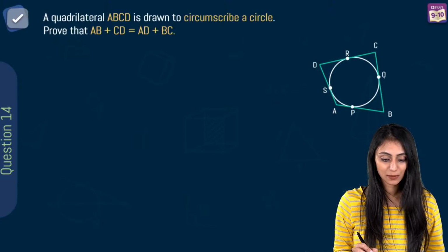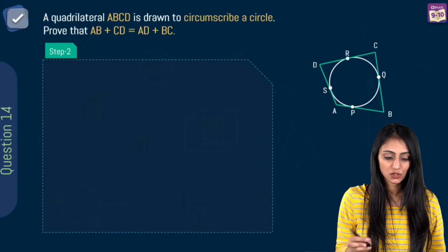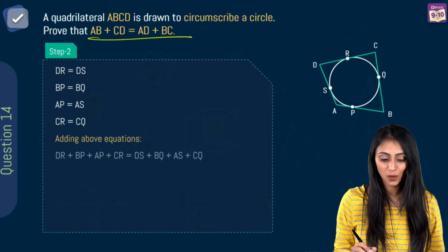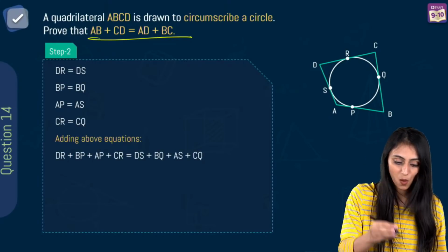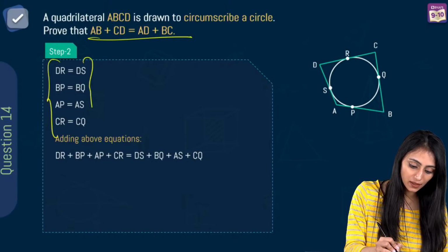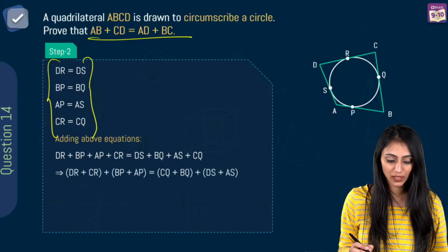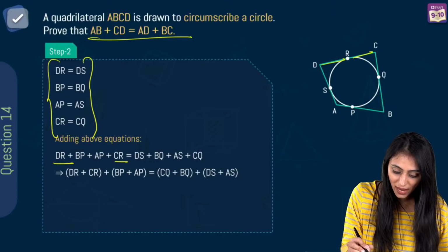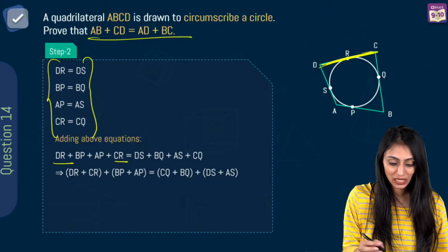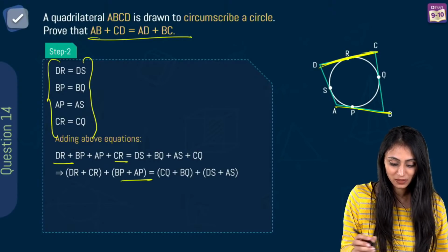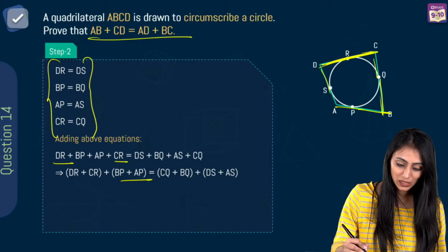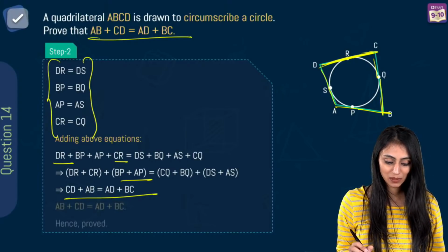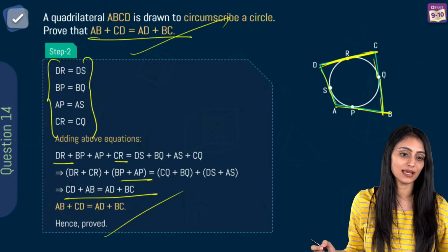So what we will do is simply, I'm going to add them up. So you can understand this from here only, why are we adding them up. Once I add all the above equations, we get this. All the left side things would be added and whatever is written on the right side, they would be added together. Let's make up pairs, DR plus CR. DR plus CR, why am I adding up? So that they become CD. Similarly, AP plus BP, right? Similarly, CQ plus BQ, DS plus AS. When you add them up, you get CD plus AB equal to AD plus BC, which is this, hence proved.